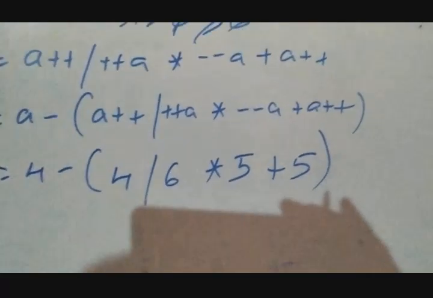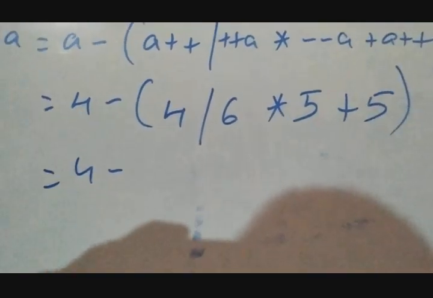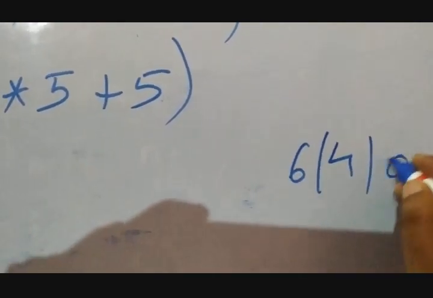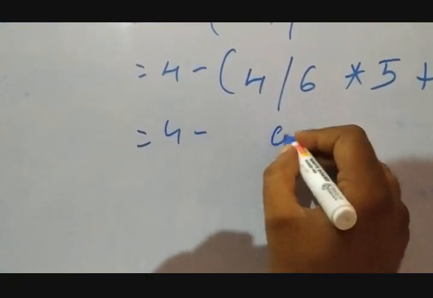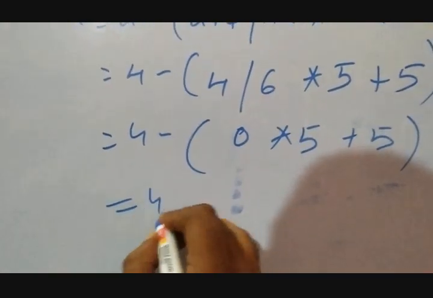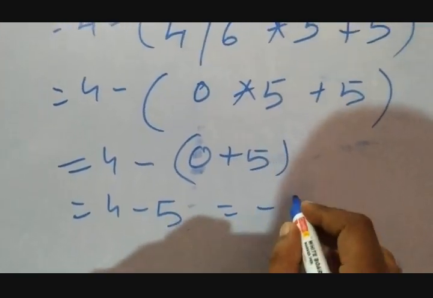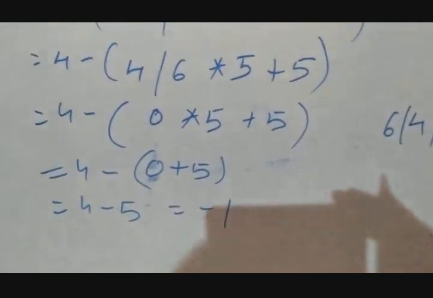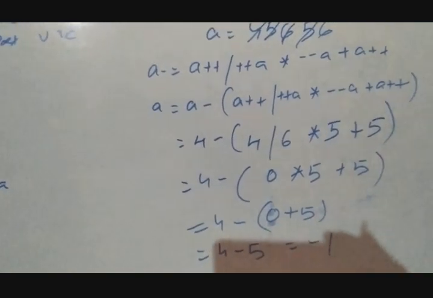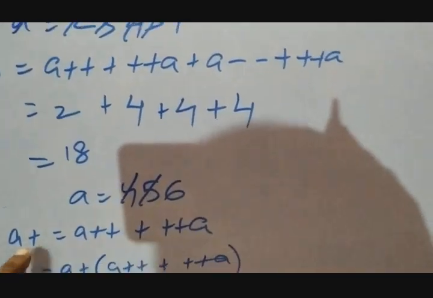Now we need to solve the bracket first. So in the bracket it is 4 - , now 4 / 6. So you have to divide 4 by 6. The quotient is 0 here. So 0 * 5 + 5. Now 4 - 0 + 5. So it is 4 - 5. You get -1 as an answer. Are you getting it? So this is what the increment and decrement operators are. This is how you have to use them. This is the compound assignment operator.